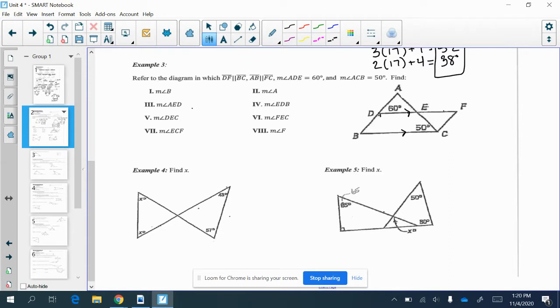AB is parallel to FC. Notice how I switched to 2 arrows because I've already used the 1 arrow. And then the other angle measures are labeled for us. So measure of angle B. So how am I going to find this angle right here? Well, I see 60. I know these 2 lines are parallel, so that means B also has to be 60 degrees due to corresponding angles. So I'm going to label that in my picture as well.